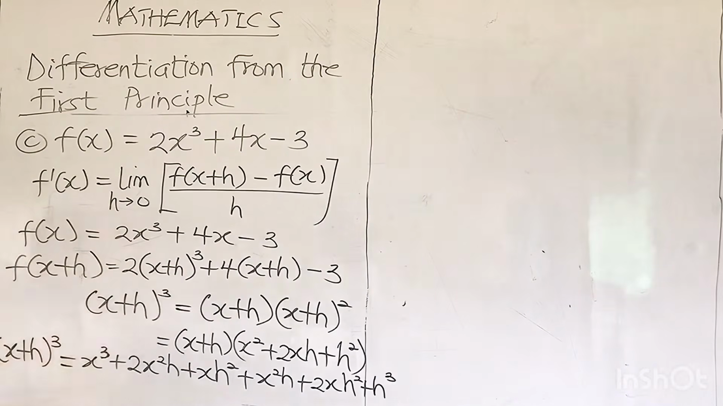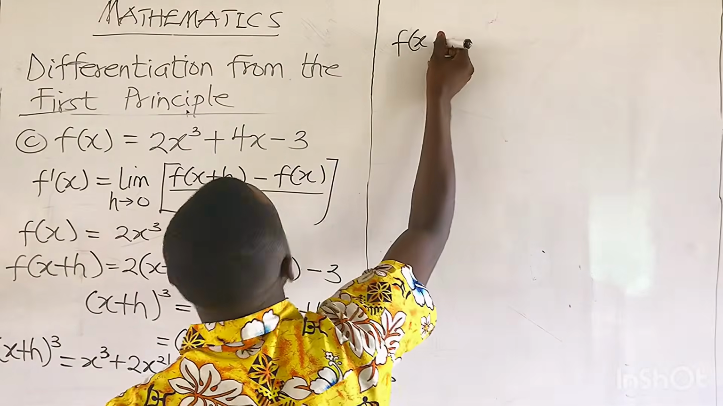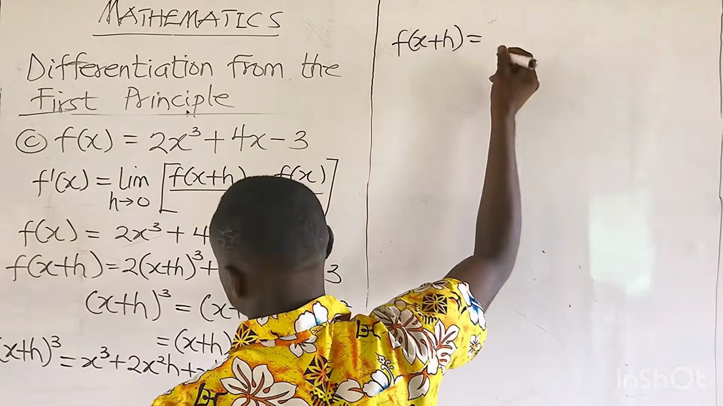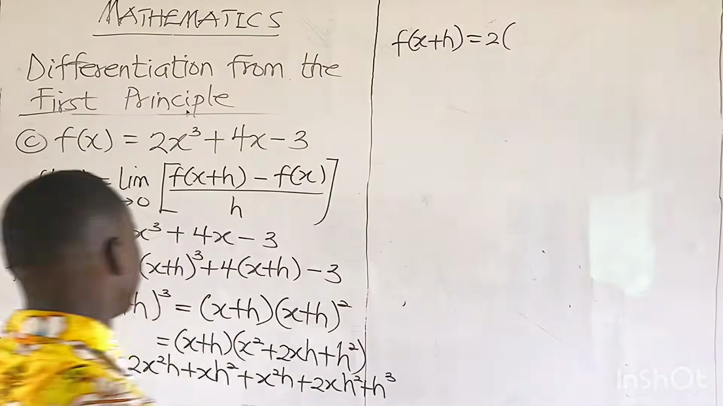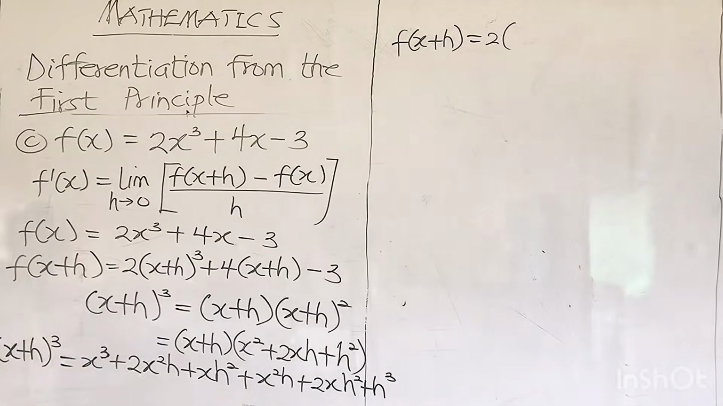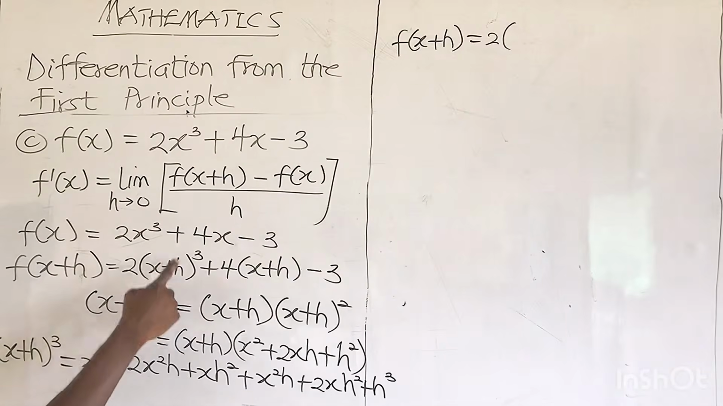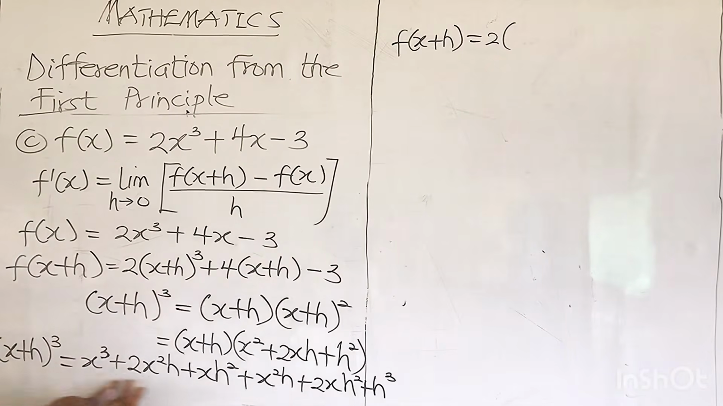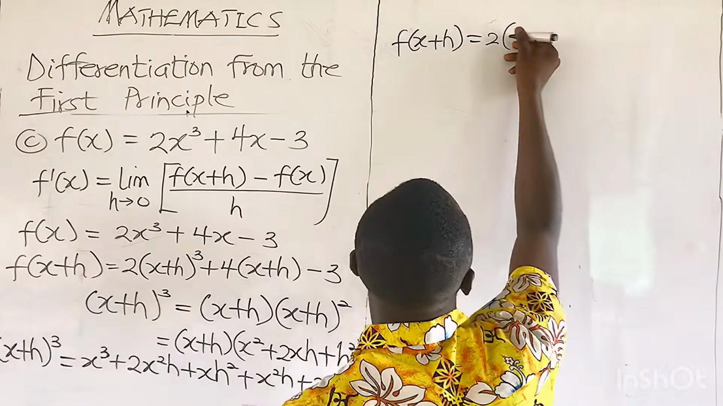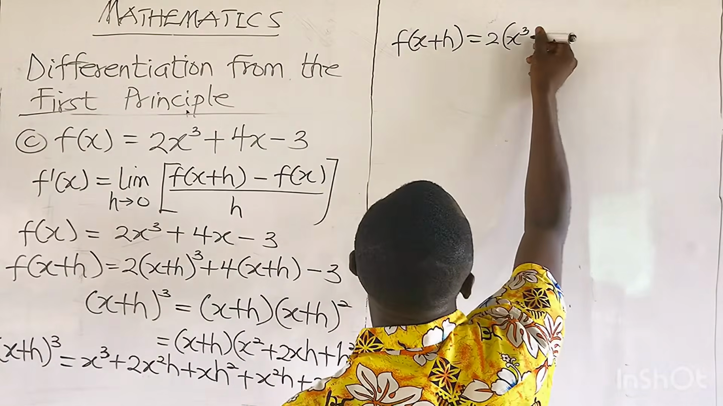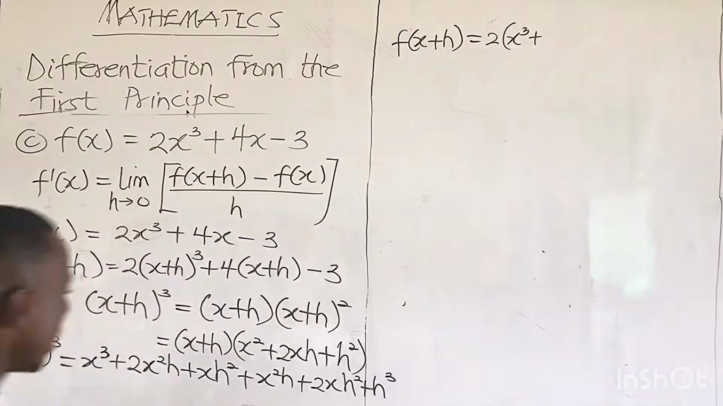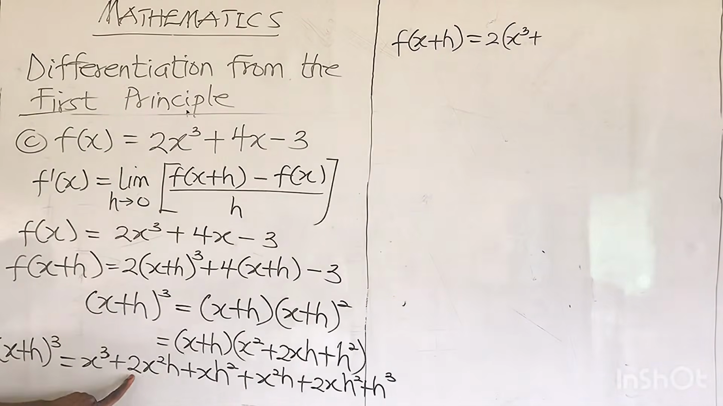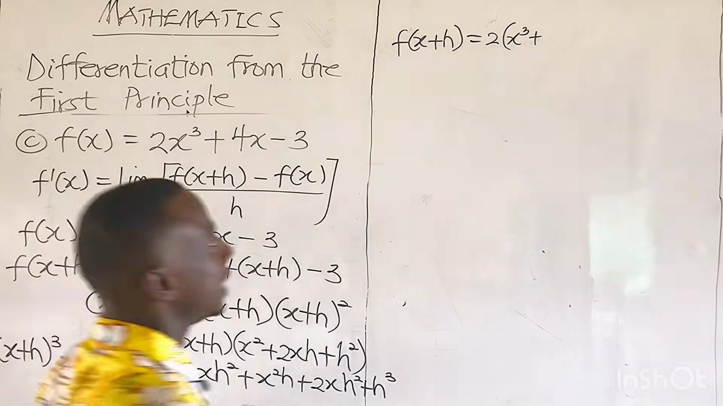So I have f of x plus h is going to be 2 multiplying (x plus h) cubed, and this is my (x plus h) cubed, so I must make a substitution. I have x cubed plus, and from here, this is 2x squared h, and I have another x squared h. This means that 2x squared h plus x squared h, I am going to get 3x squared h.